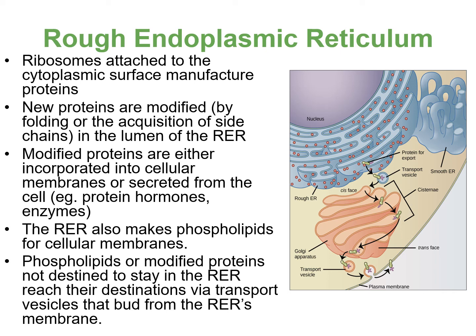Since the rough endoplasmic reticulum is engaged in modifying proteins such as enzymes that are secreted from the cell, you would be correct in assuming that the rough endoplasmic reticulum is abundant in cells that secrete proteins. This is the case with liver cells, for example.